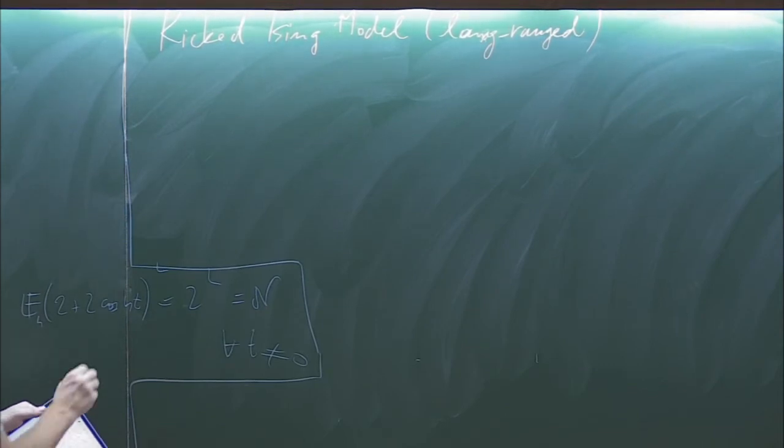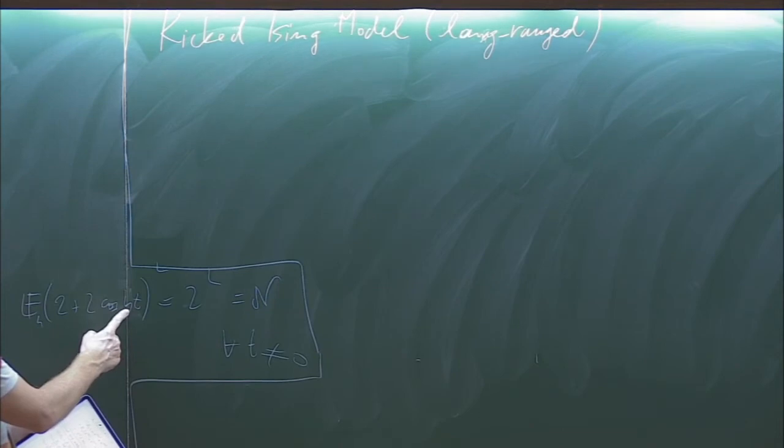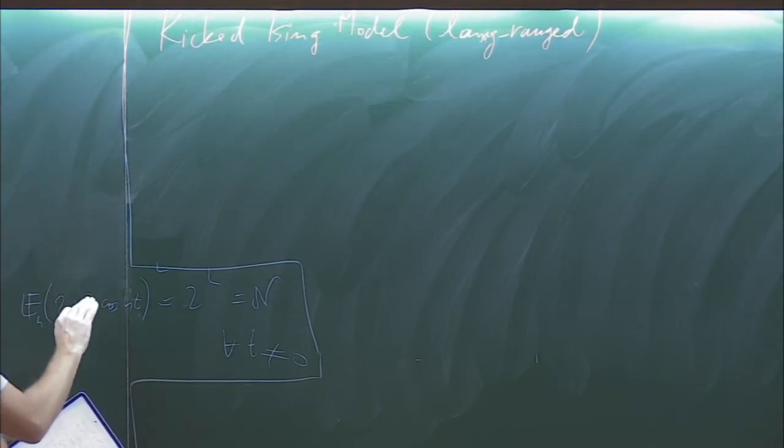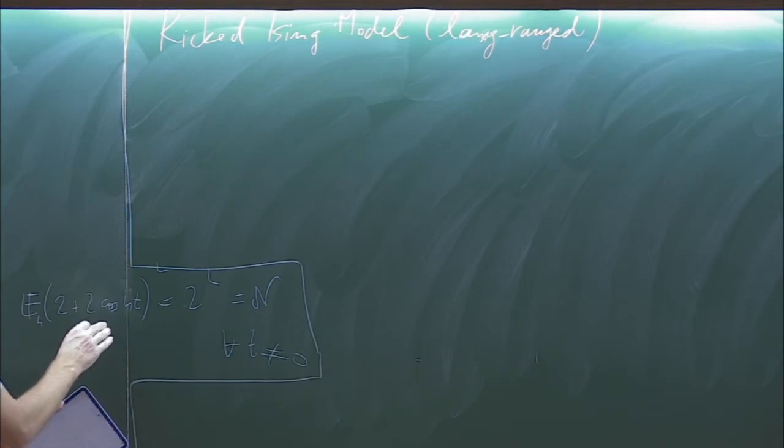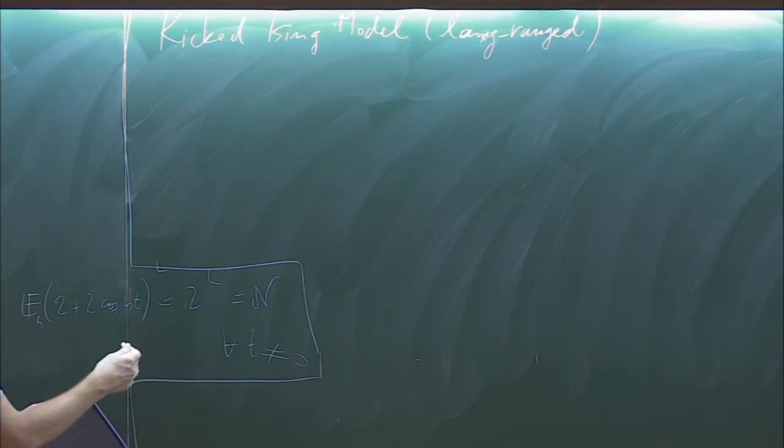Now we have some continuous distribution of h, locally flat around h equal to zero, let's assume. Now we look at the distribution of cosine of h times t.